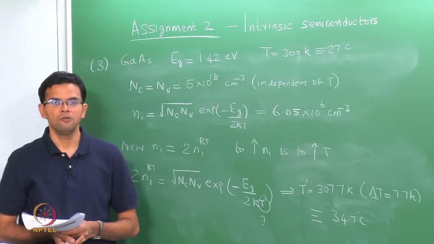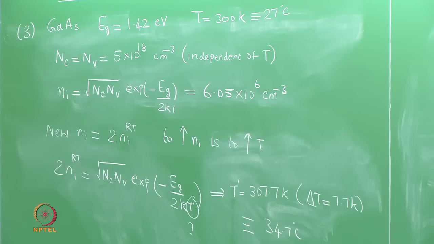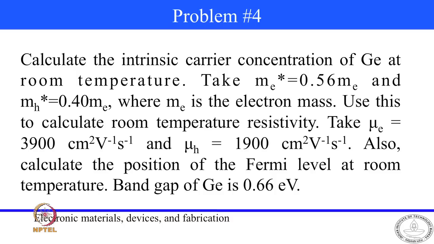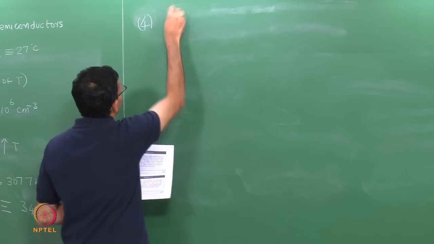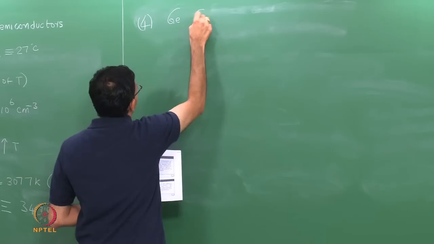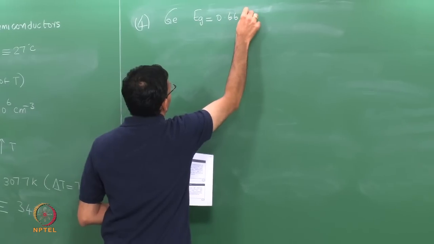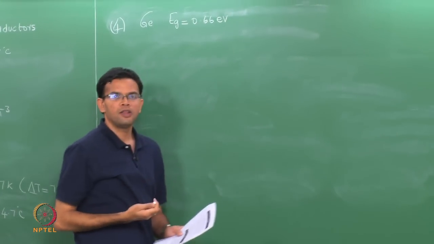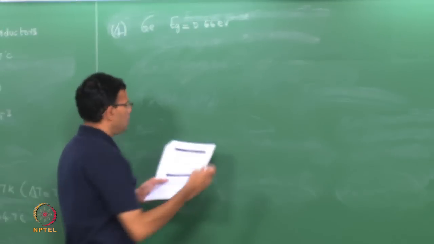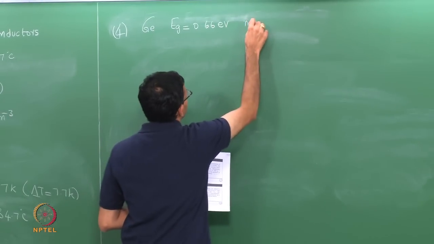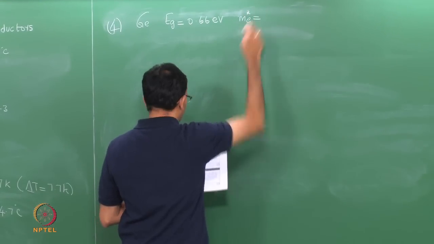So, let us now go to problem 4. So, problem 4, we want to calculate the intrinsic carrier concentration of germanium. So, we have germanium with a band gap Eg of 0.66 electron volts. This is lower than that of silicon. In fact, germanium was the first semiconductor that was used.